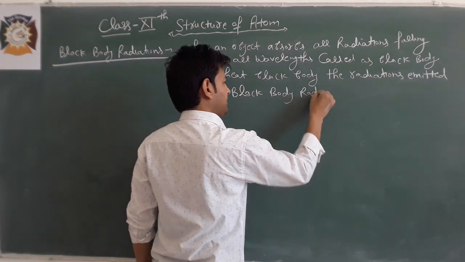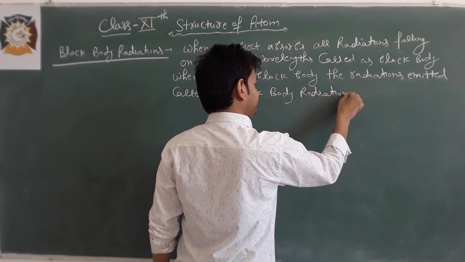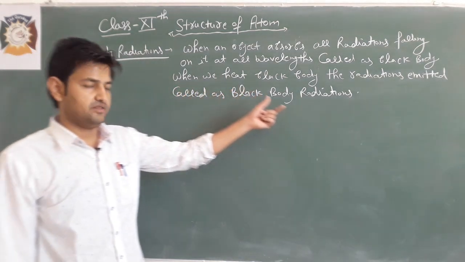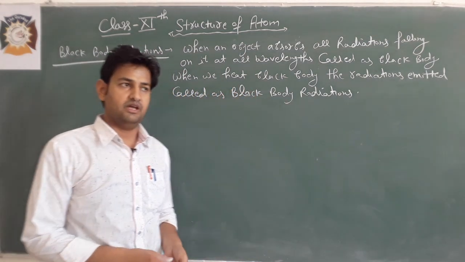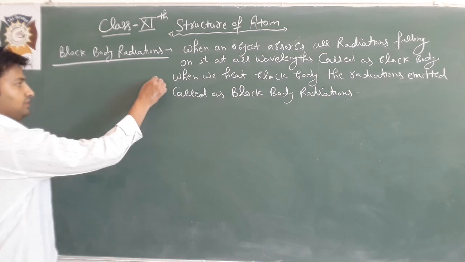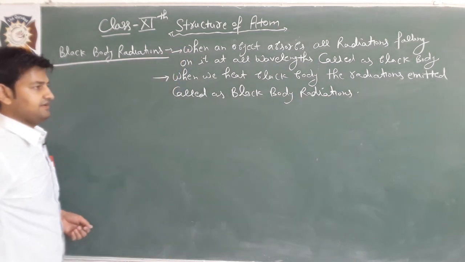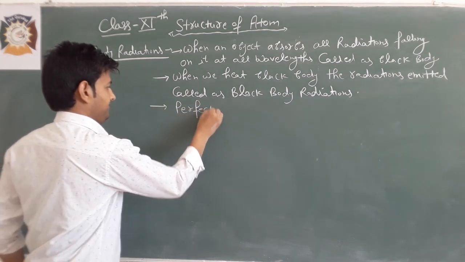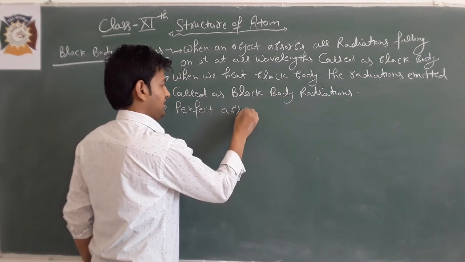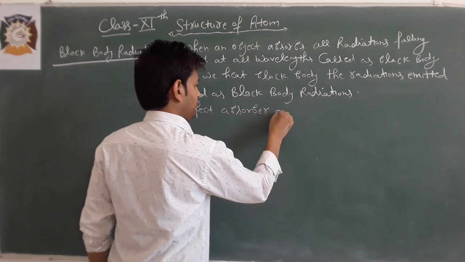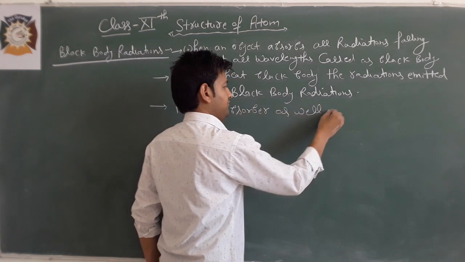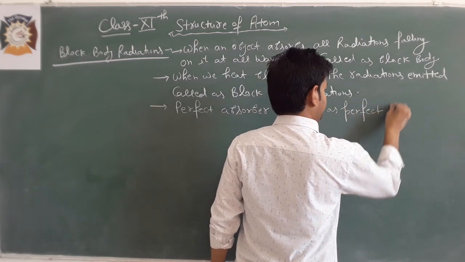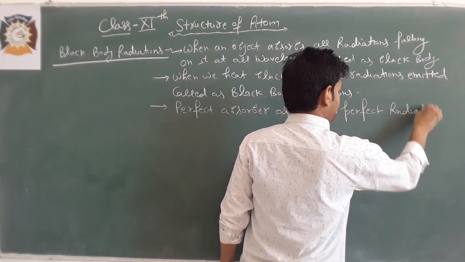Black body radiations. When we heat a black body, the radiation emitted is called black body radiation. A black body is a perfect absorber as well as a perfect radiator of radiations.